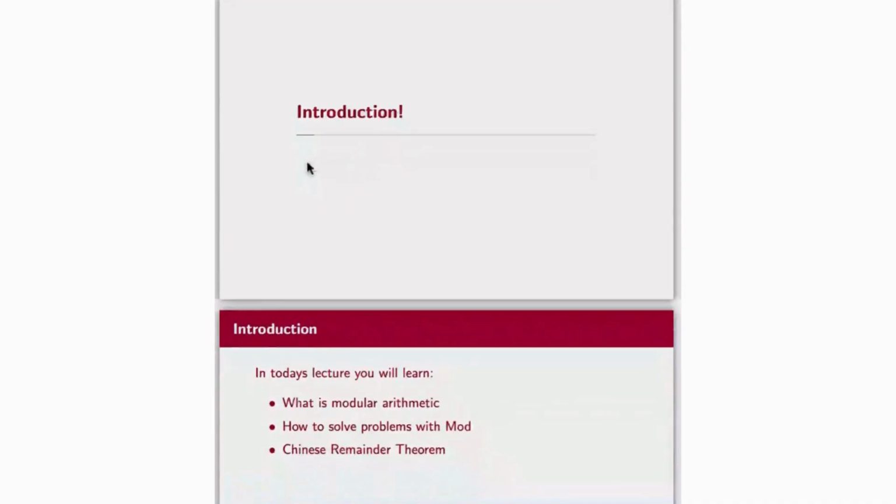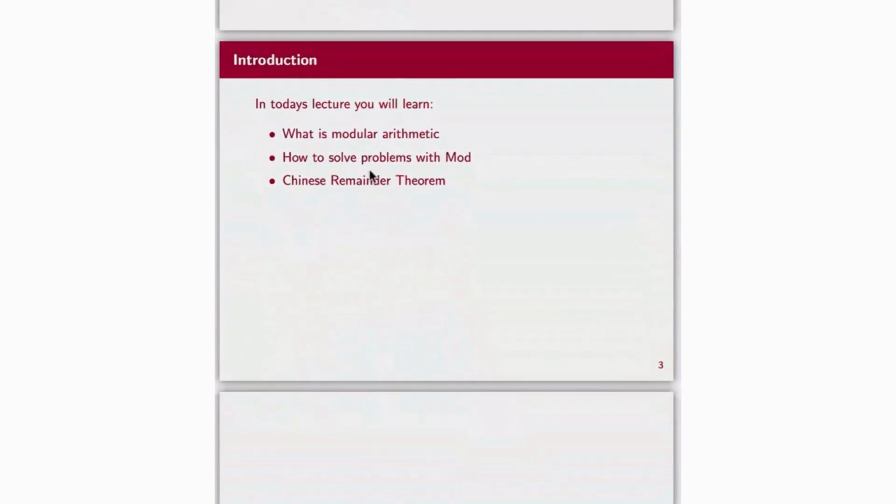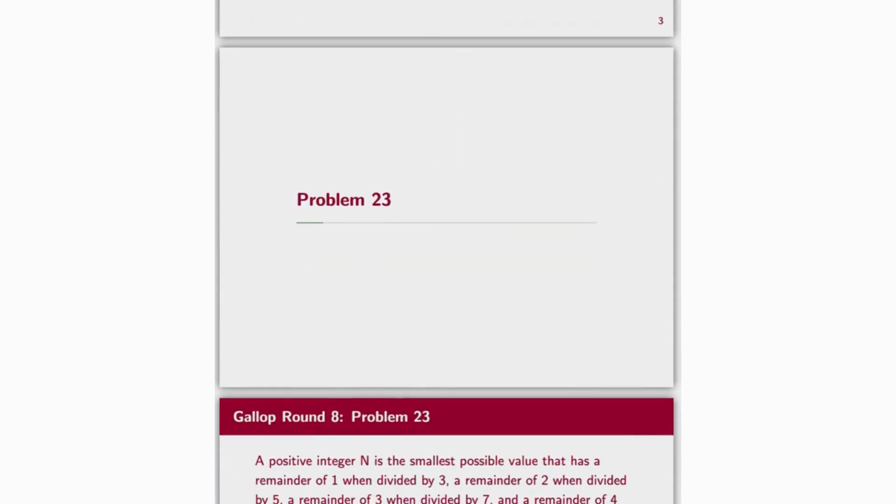In today's lecture, you will learn what modular arithmetic is, how to solve problems with mod, and all about the Chinese Remainder Theorem. So let's take a look at the problem that we will explore today.